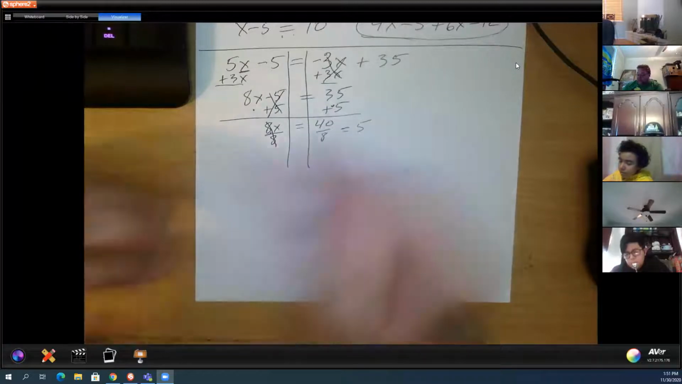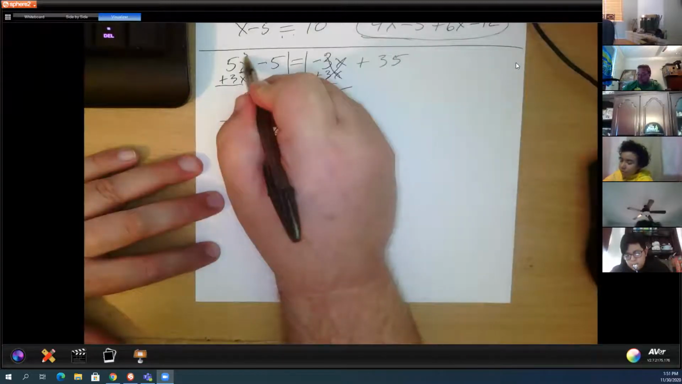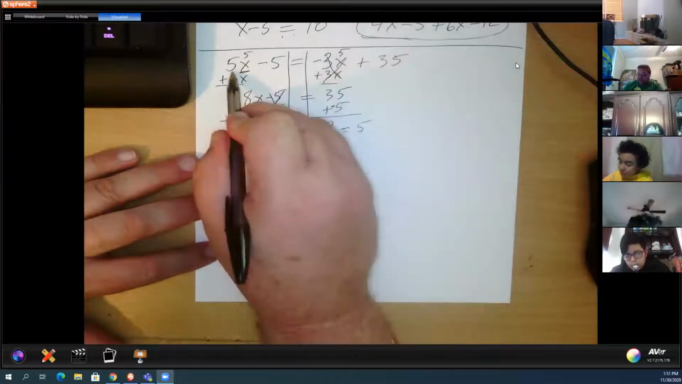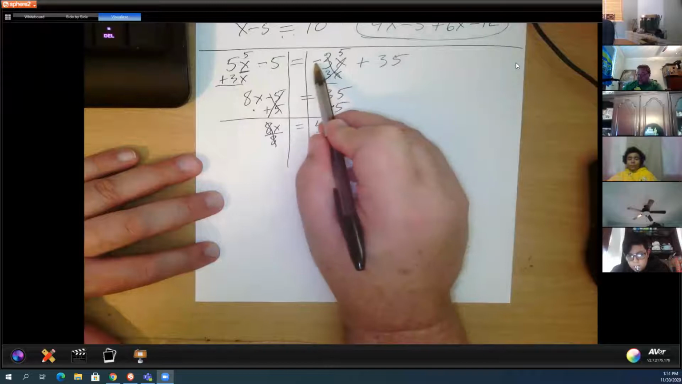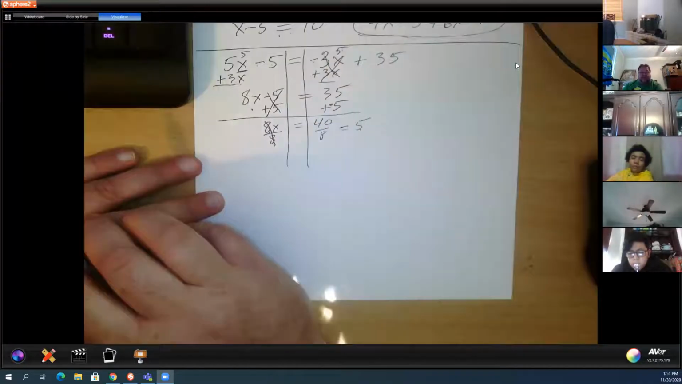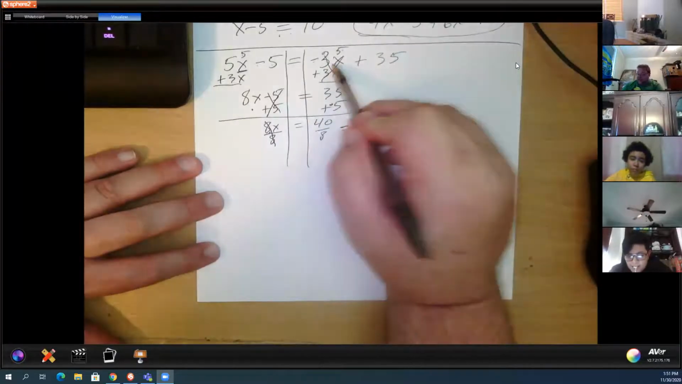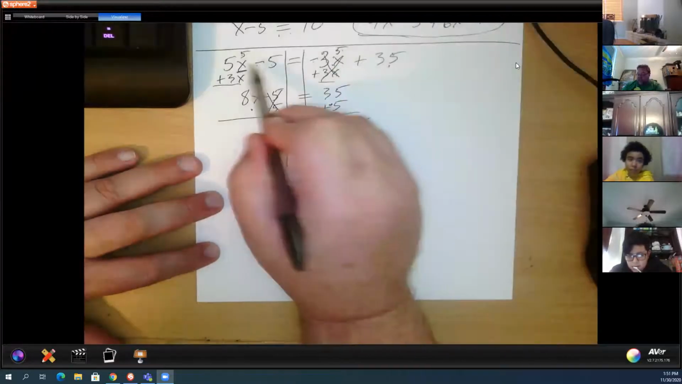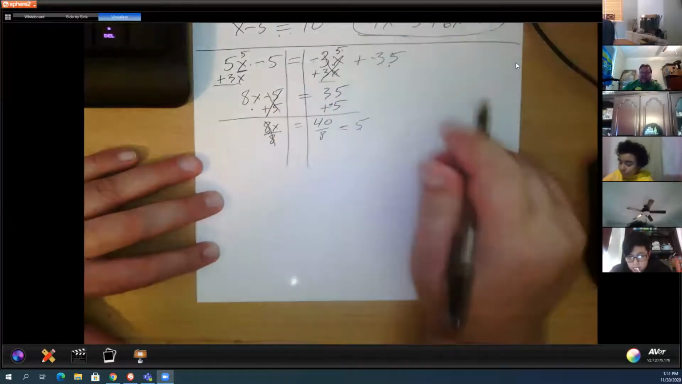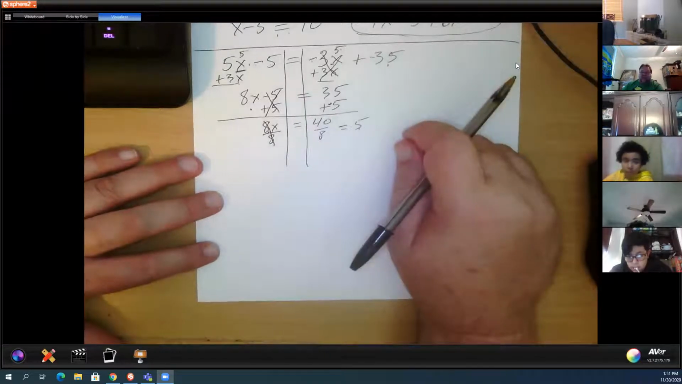Not sure? Well, then plug it in back up here. 25 minus 5 is going to be 20, and negative 3 times 5 is going to be negative 15. If I combine negative 15 and positive 35, I get 20. 20 equals 20. That means that value for x is the right answer.